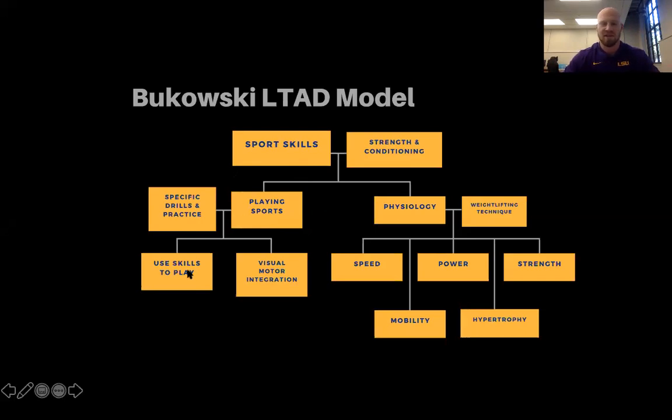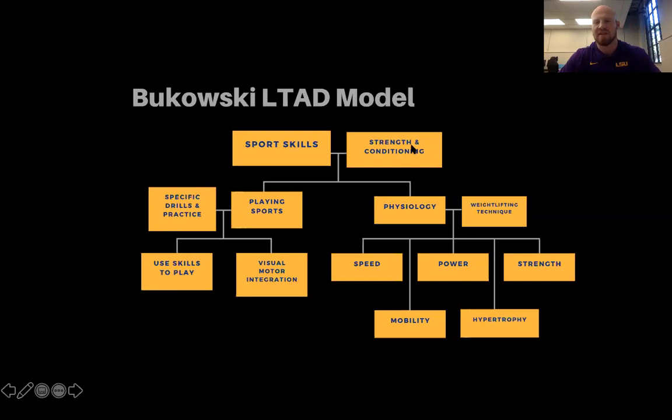And they're going to utilize that so the athlete will eventually be able to use those skills to play specific sports, and they'll have a high level of visual motor integration, which I talked about is important for an athlete.